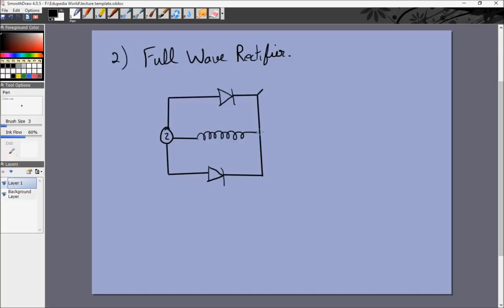And in this case, we want a full wave rectifier across this R. Actually, I've made this look like an inductor. This should be a resistance. Right. So let's say this is negative and this is positive in one cycle. We already know what the graph of the input voltage is going to be looking like.